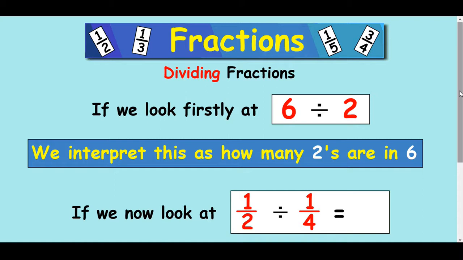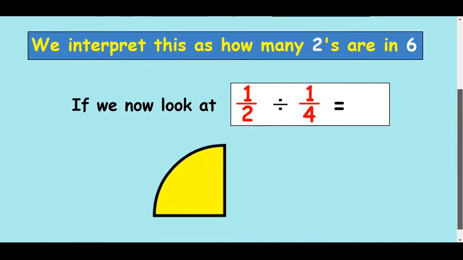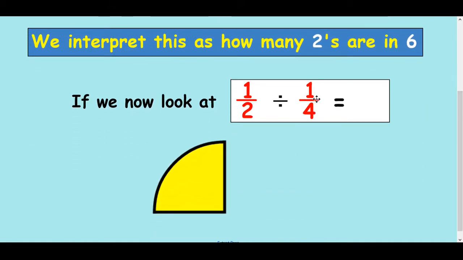3 2's make up 6. So if we look at the fraction idea, a half divided by a quarter, we're really saying how many quarters make up a half. Hopefully we can agree that's a quarter circle, and I've now made a half circle. How many quarters make up a half? Hopefully you can see here, there's 2. So that would be the answer.